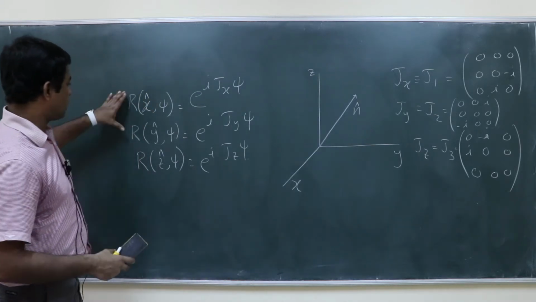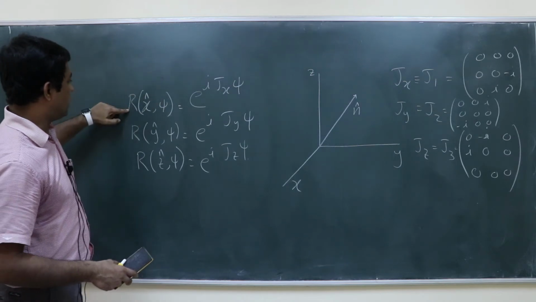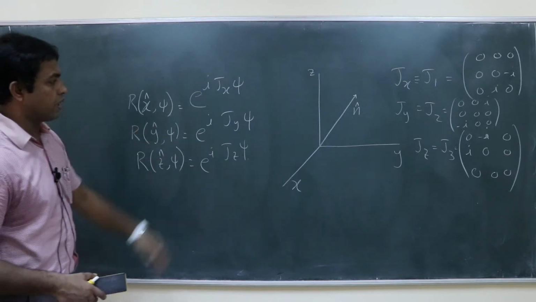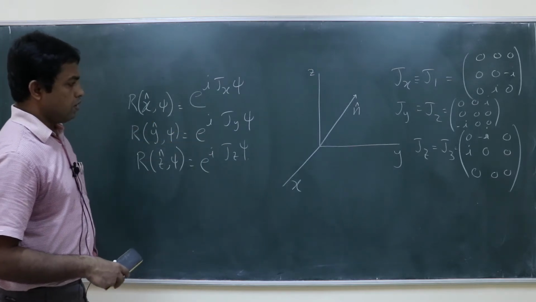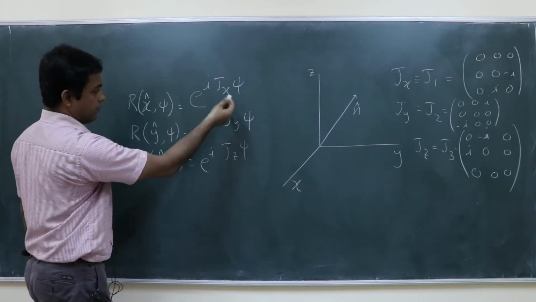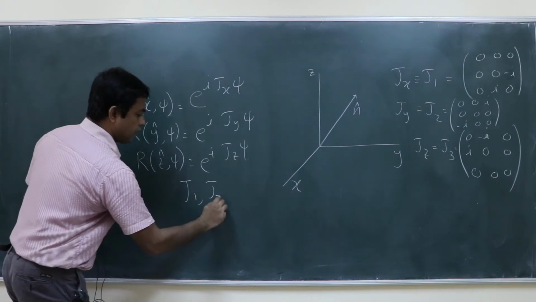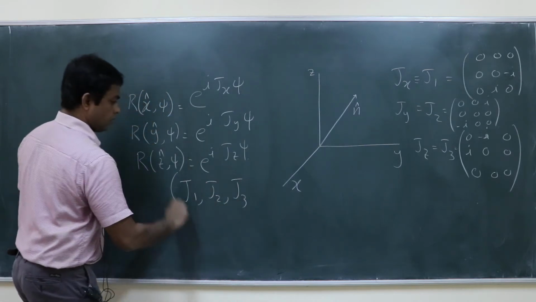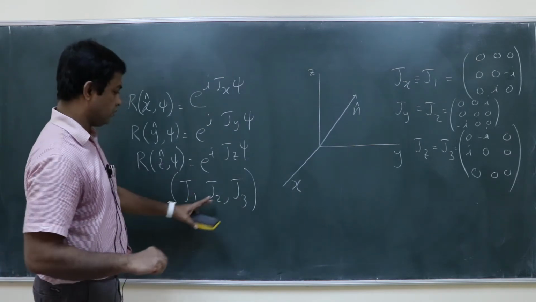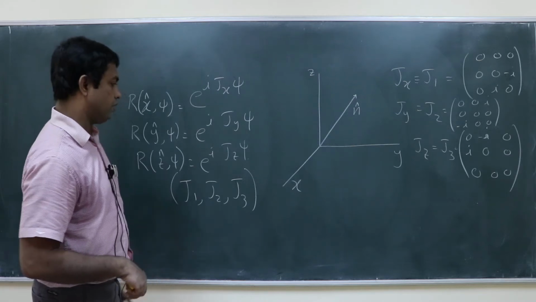So Rx, the rotation about the x-axis by an angle psi, is basically this one, and similarly the rotations about the other two axes are these two. So from now on let me call them J1, J2, J3. These three quantities actually transform like a vector under rotation, which you can show. They are matrices, but they transform like a vector.